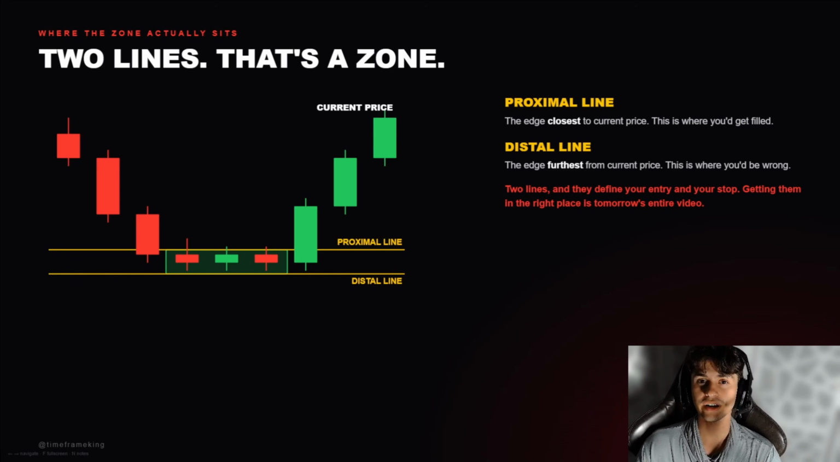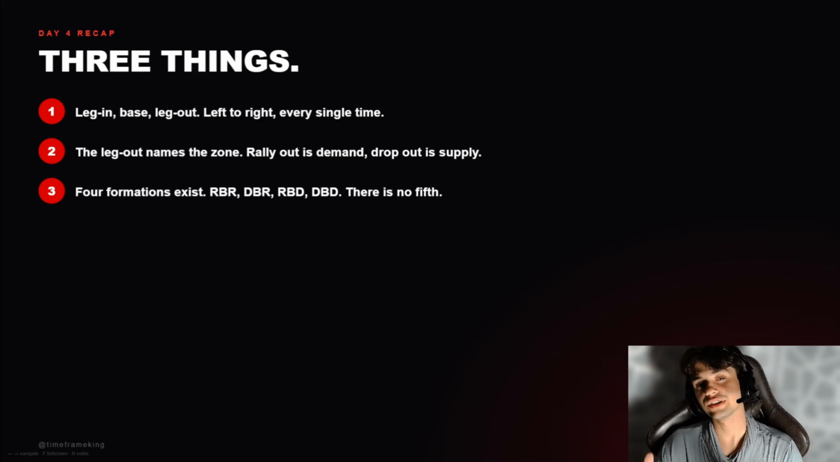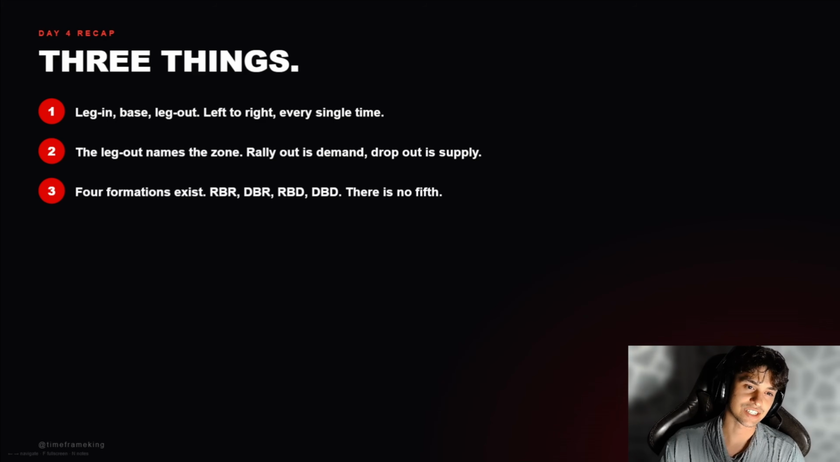Okay, but before that, let's go over this rule that I want to share with you guys. So let's lock it in. All right, day 4, it's three things. One, leg in, base, leg out, from left to right every single time. Two, the leg out names the zone, okay? Rally out is demand, drop out is supply. Three, four formations exist, okay? Rally base rally, rally base drop, drop base rally, and drop base drop. There's no fifth one, and that is day 4.